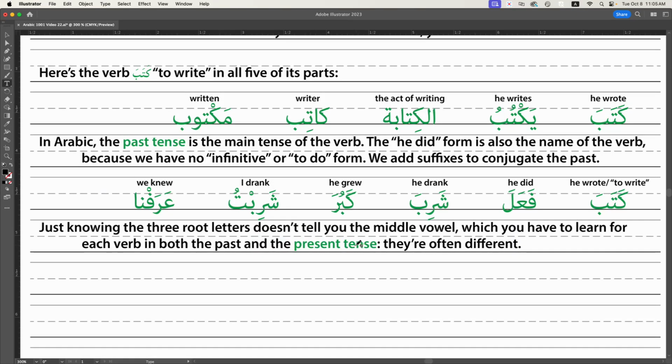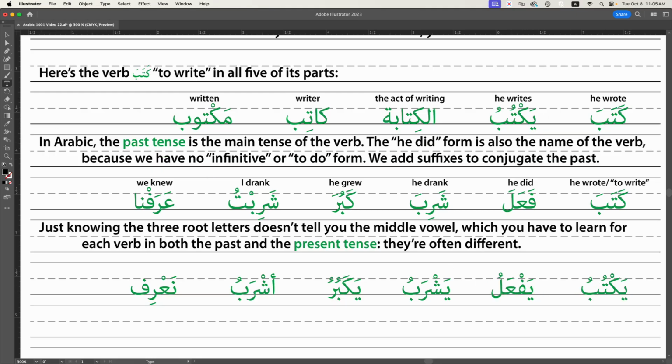And the present tense also has a middle vowel as well, and it could be the same or it could be different from the middle vowel in the past tense. You just have to learn them. That's just part of learning the verbs. So kataba is he wrote, yaktobo is he writes. So typically present tense verbs have sukun on the first letter and then a middle vowel on the second letter before this dhamma on the end here. So it could be yaktaba or it could be yaktabu, it could be yaktibu, but it happens to be yaktobu here. You just have to learn that when you learn the verb.